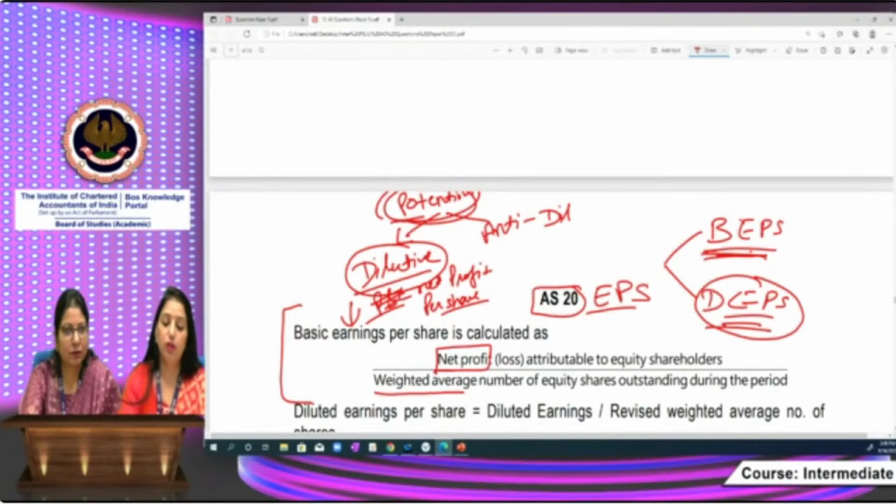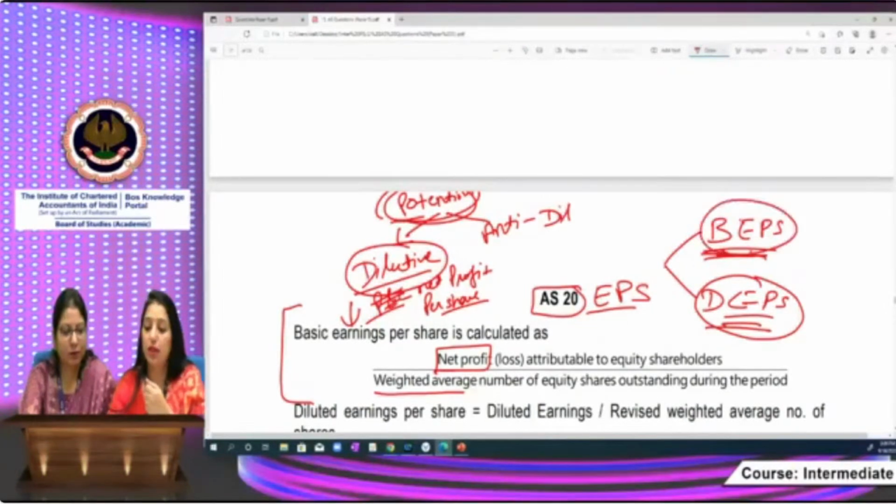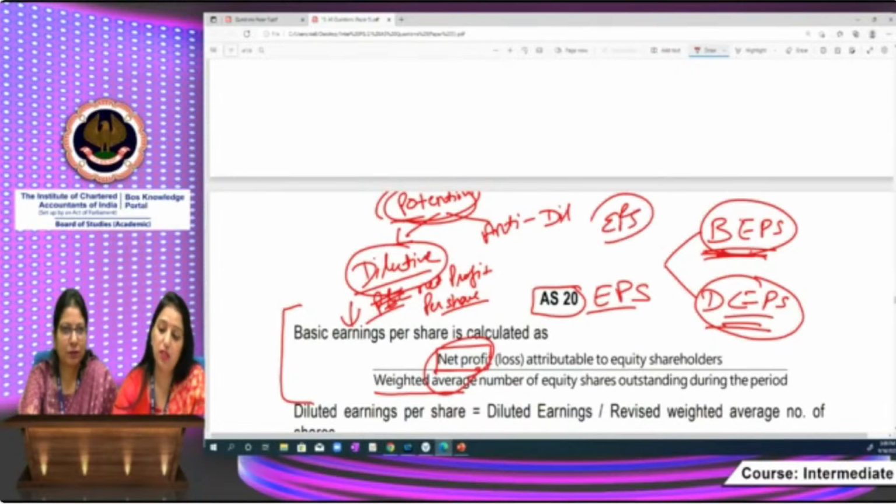What is dilutive? For example, the companies have issued convertible debentures. At a certain point of time, these debentures are converted into equity shares. So which are those equity shares which are converted now? They also have the right to receive the net profit. So the basic EPS is going to be changed. That's why we have to calculate the diluted earning per share.